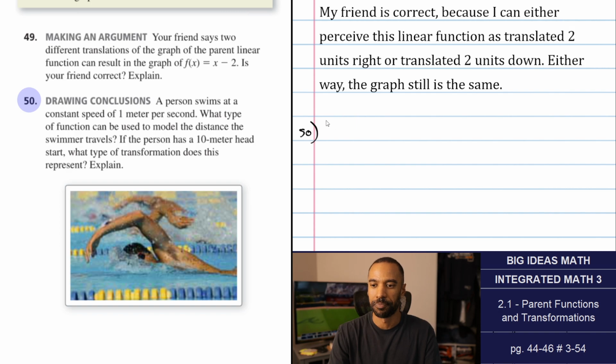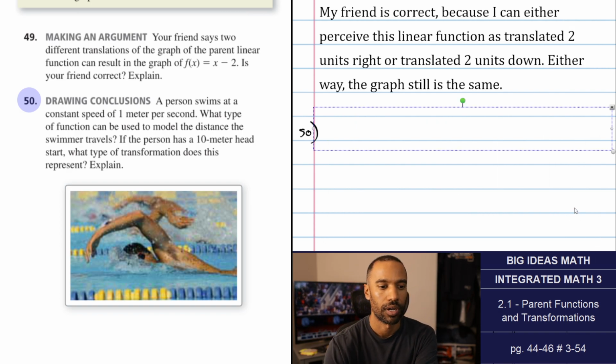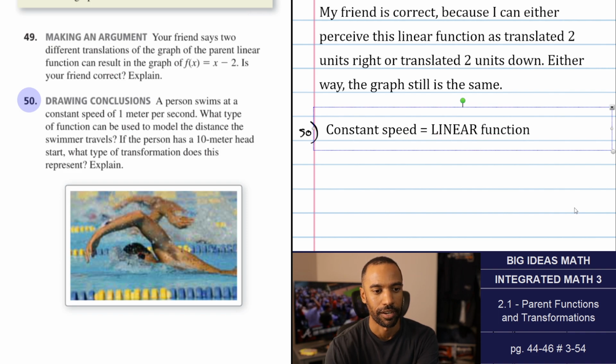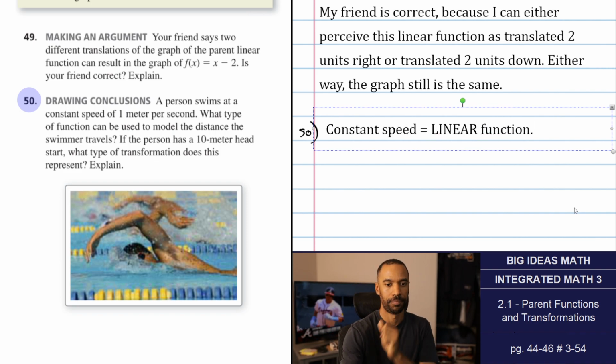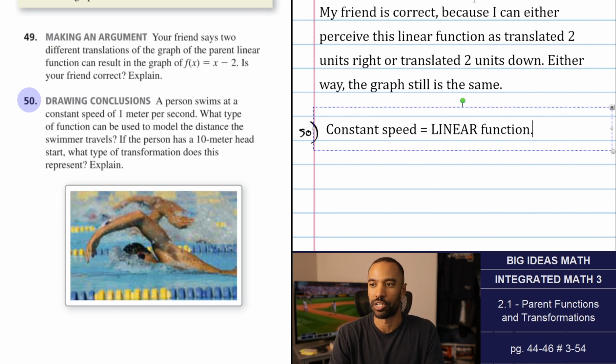So number 50, I'll let the question be what it is over there. So constant speed of 1 meter per second. I'll write that. Constant speed equals linear function. If the person has a 10-meter head start, what type of transformation does this represent?